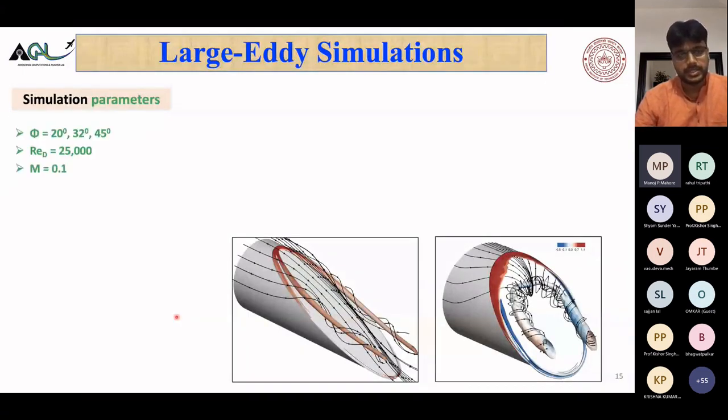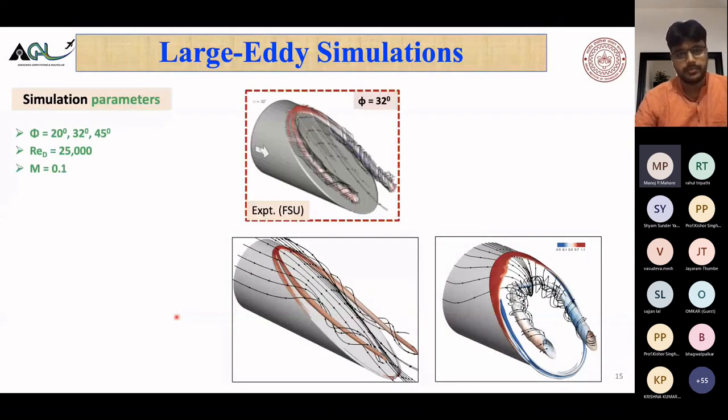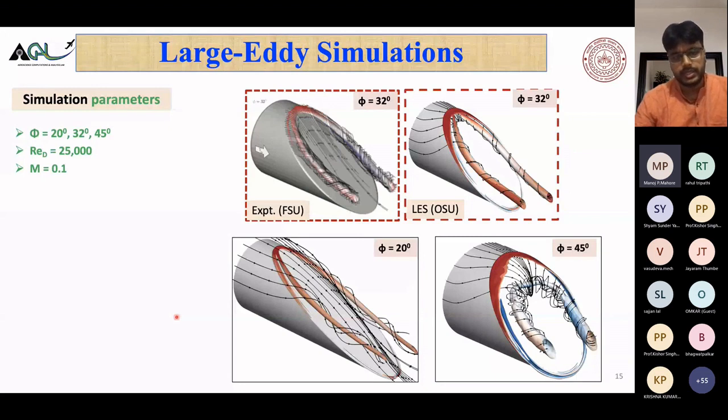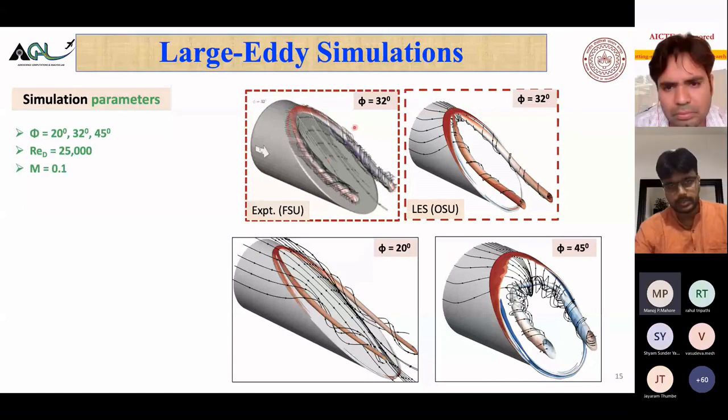Now, simulation parameters, as I said: we have 20 degree, 32 degree, and 45 degree, three kinds of angles. If you look at the flows at these three angles, these results are for low Mach number, Mach equal to 0.1. You may note that at 32 degree, the vortices are a little thicker compared to 20 degree, but thinner compared to 45 degree. So that's one quick observation between these three.